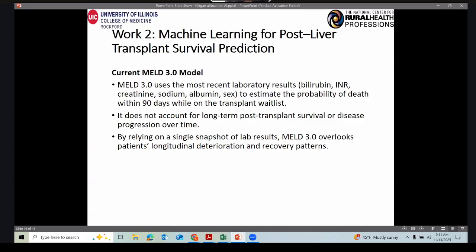This is where ML allows us to use repeated lab measurements and longitudinal data from the EHR to model how patients' health changes over time. By doing this, we can start predicting not just short-term risk, but also long-term post-transplant survival, recovery, and patient trajectories, which can make organ allocation more equitable and effective.